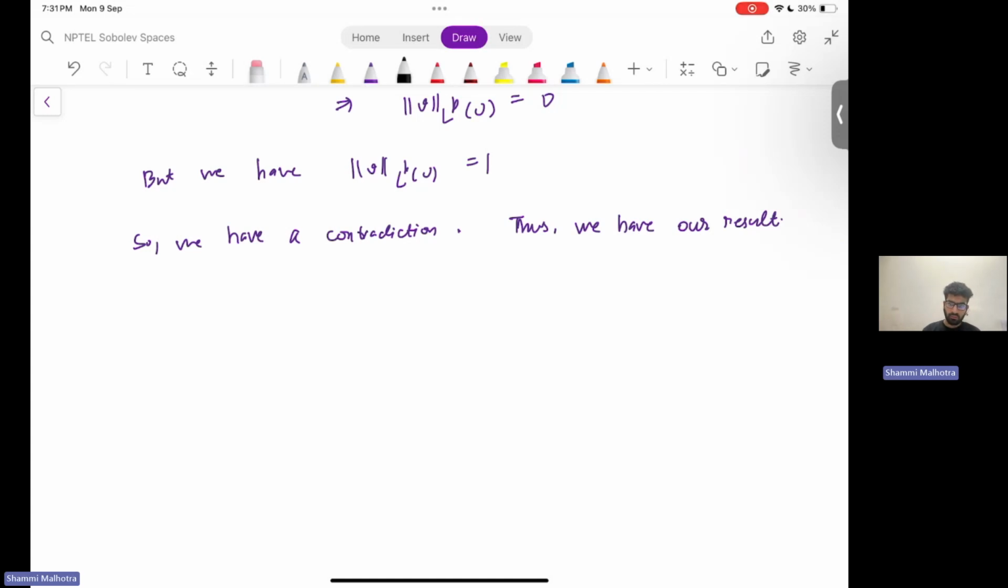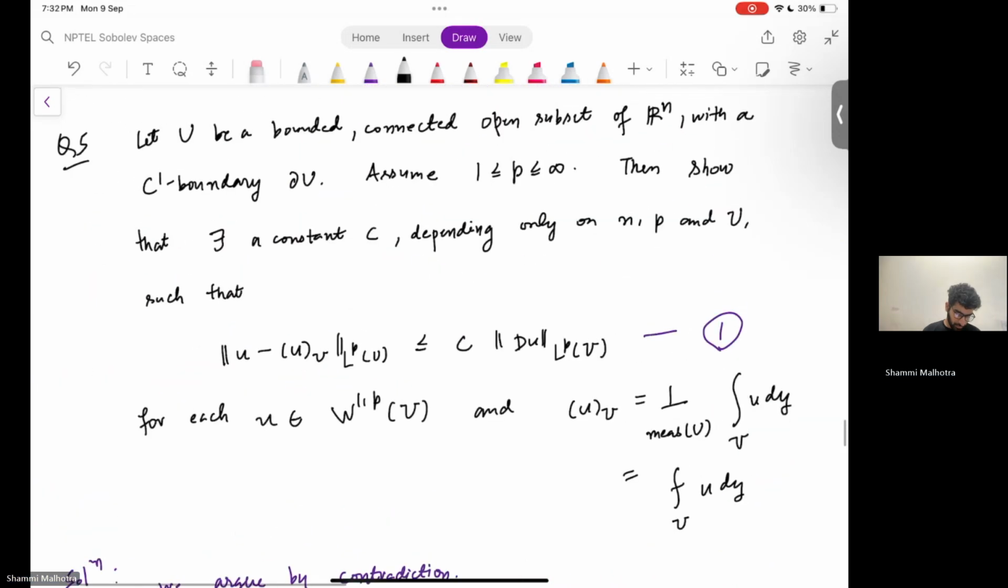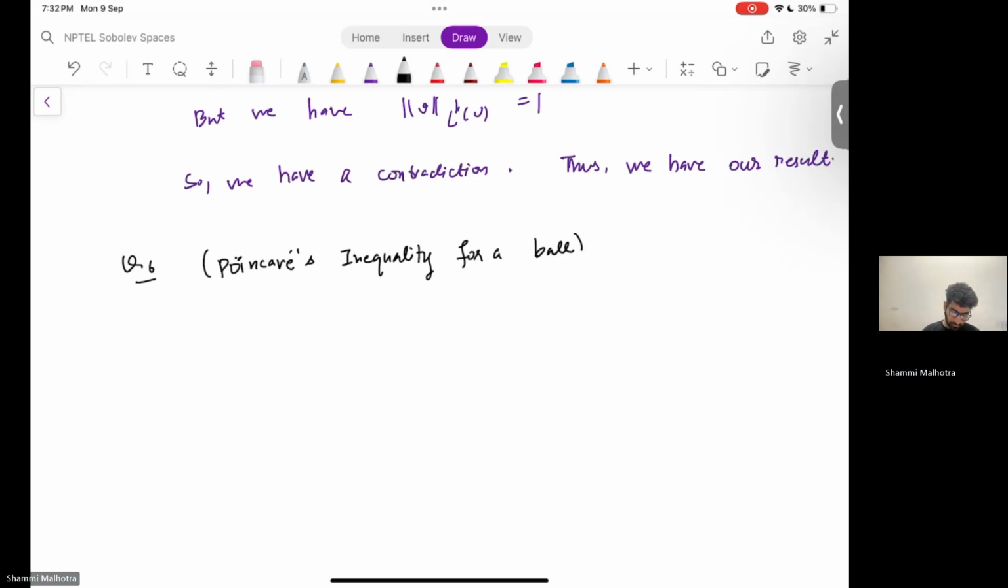The Poincare inequality for a ball will give some good estimates. This next question is based on a Poincare inequality, but with the inequality to hold on the ball itself. So question 6, the Poincare inequality for a ball. Okay, so we can prove the Poincare inequality for the ball.